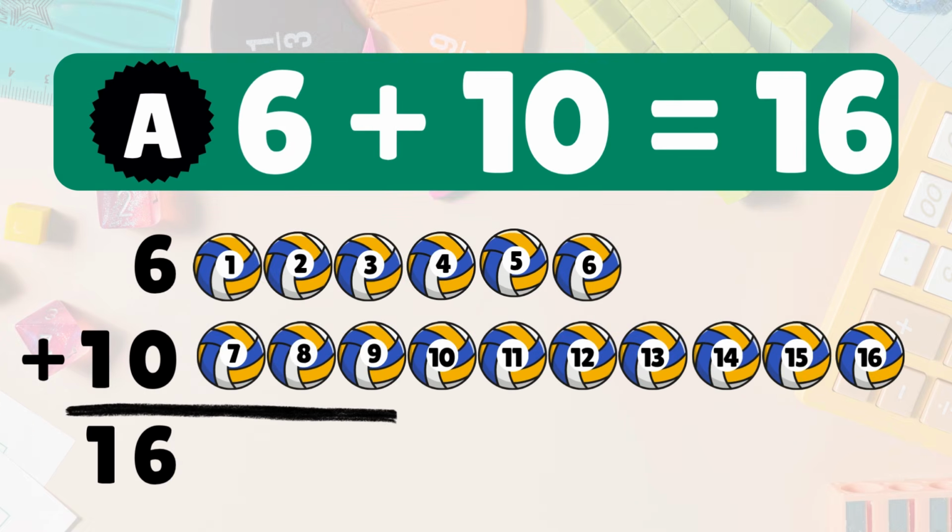6 plus 10 equals 16. Big one. Let's count all the way to 16. Ready? Go. 1, 2, 3, 4, 5, 6, 7, 8, 9, 10, 11, 12, 13, 14, 15, 16. 6 plus 10 equals 16.